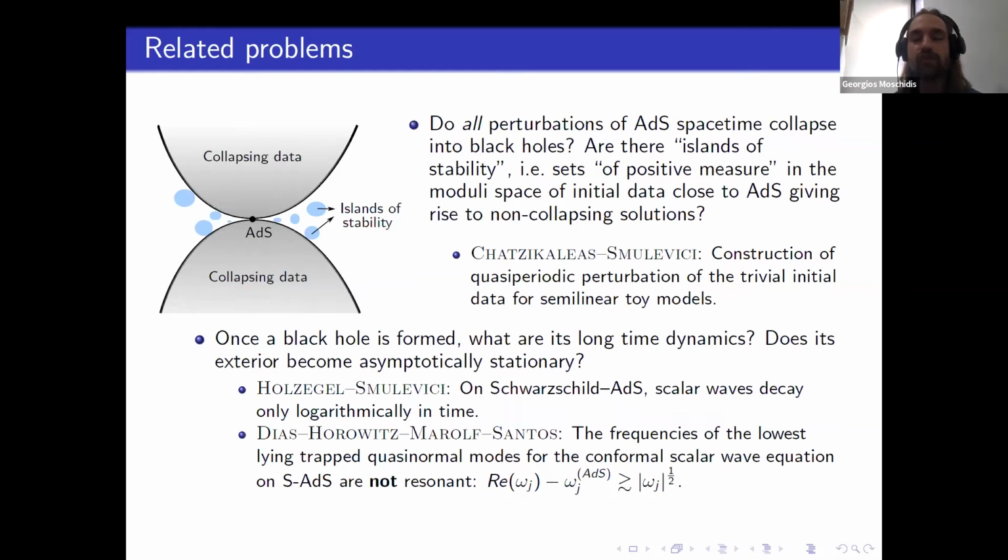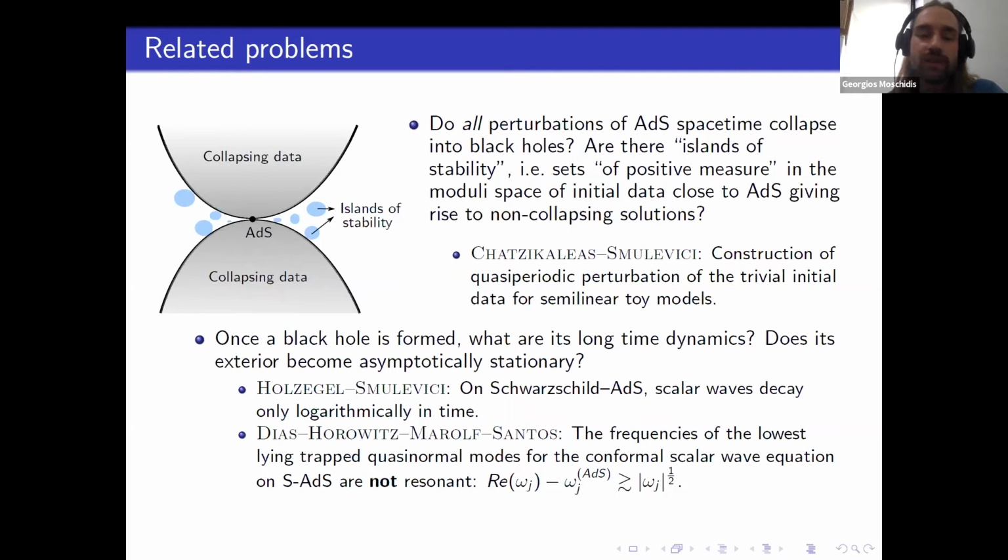And again, on Schwarzschild AdS, if one looks at the toy model of the linear wave equation, Holzegel and Smulevici have shown that in general, linear waves on the Schwarzschild AdS exterior decay only at a logarithmic rate. In fact, there exist quasi-normal modes which live exponentially long with respect to their frequencies. And therefore, this means that there is enough time for those quasi-normal modes to interact non-linearly with each other once one looks at a nonlinear equation and produce similar turbulent phenomena, right?